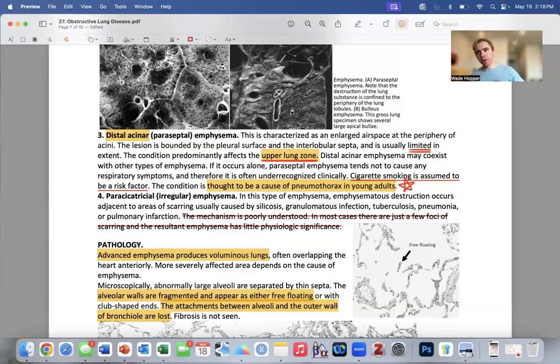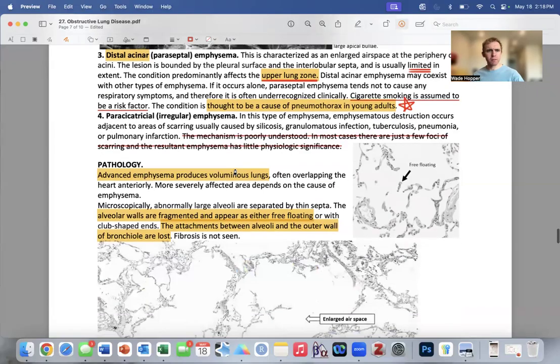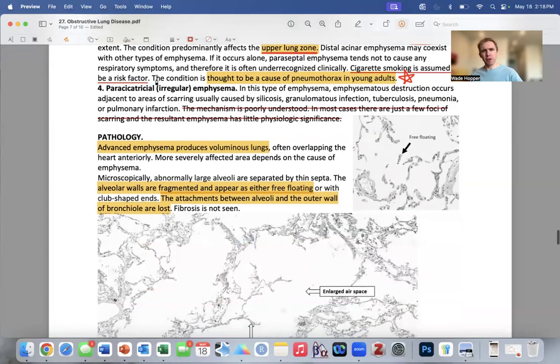If it were buried in the middle of the lung, even if it ruptured, you would not really get a pneumothorax from that. You just get a larger alveolar space. Cigarette smoking does predispose people, but again, there's a lot of predisposing factors that are not related to smoking. And then finally, you can get emphysema if you have infectious disease, inhaled irritants, etc.